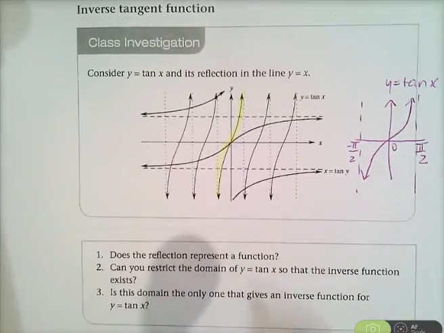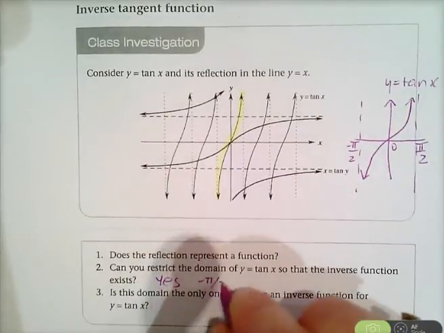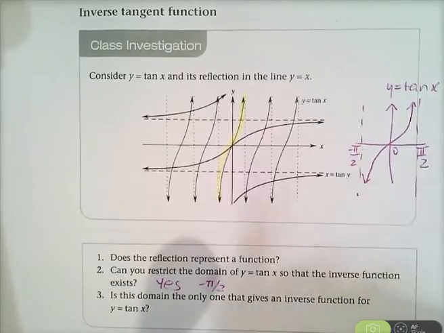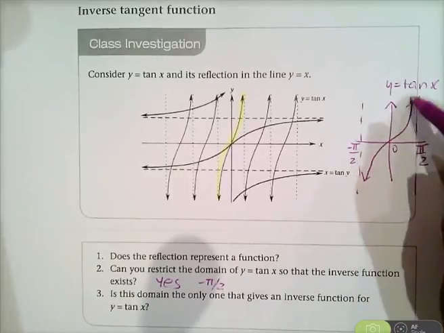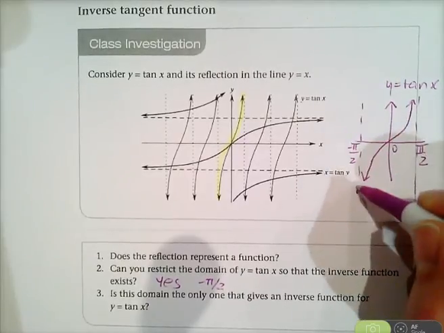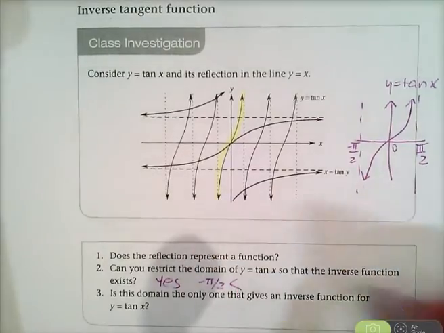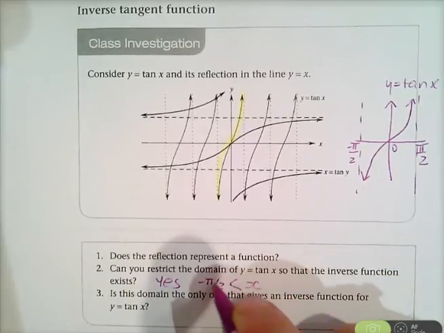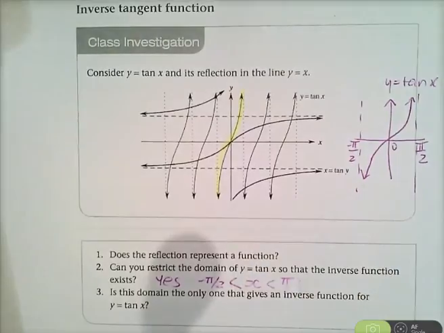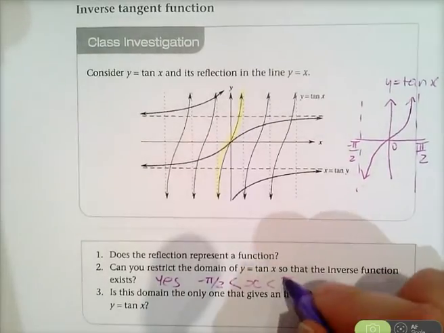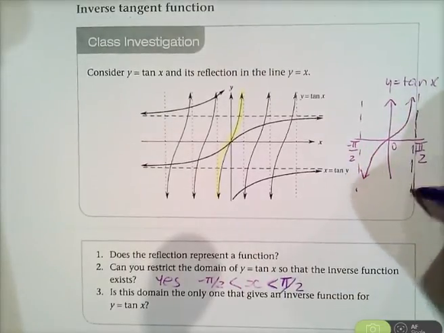So can you restrict the domain so that an inverse function exists? Yes, you can, between -pi on 2 and pi on 2. But this time we don't put less than or equal to, because this y equals tan x curve does not actually touch the line x equals pi on 2 because it's an asymptote. So please do not put less than or equal to. It's just less than. So x is greater than -pi on 2 and less than pi on 2. So please be careful with that. It's less than, not less than or equal to, because of the asymptotes that we have.